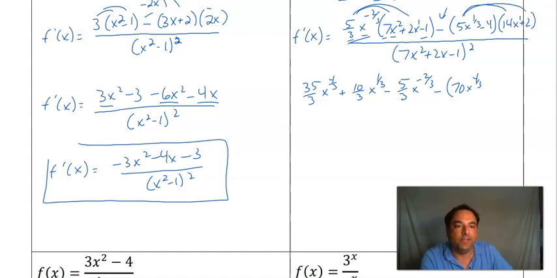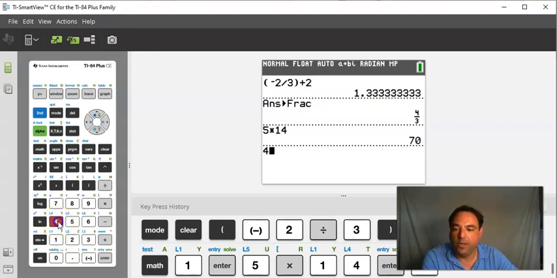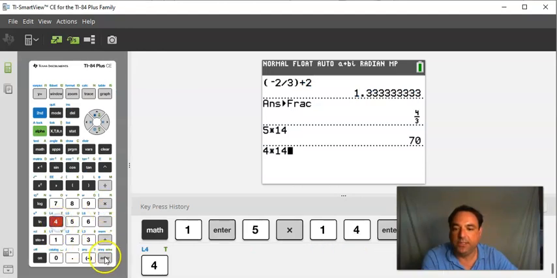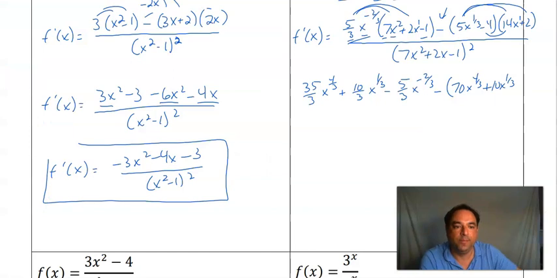Then we have 5x to the 1/3 times plus 2, which would be plus 10x to the 1/3. Then we have negative 4 times 14. Again, if you need to use your calculator, no problem. 4 times 14 gives you 56. That would be a minus 56x. And then negative 4 times 2 would be minus 8.